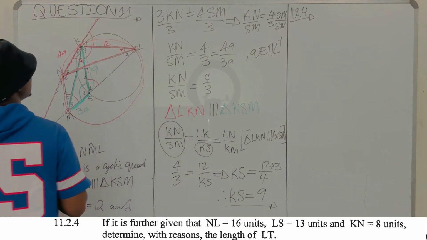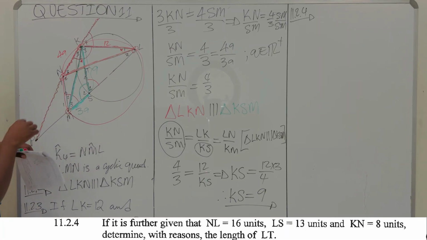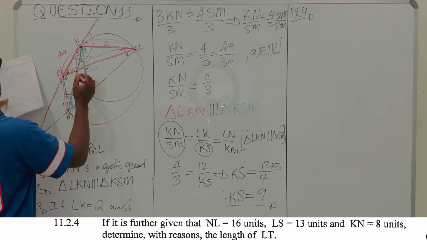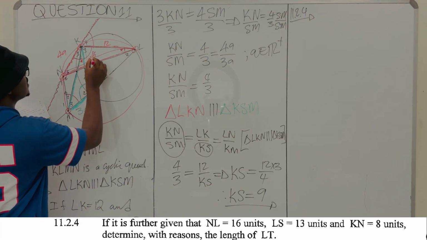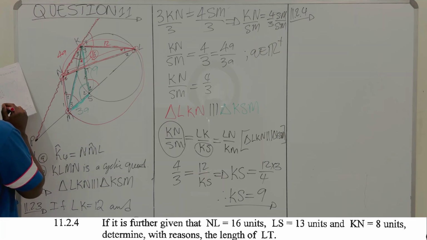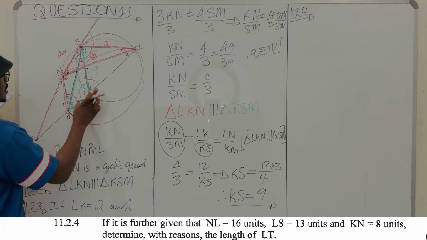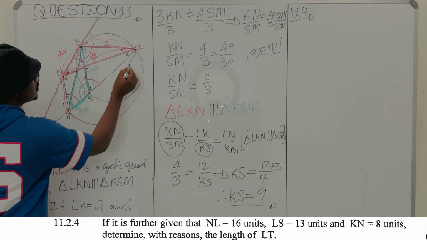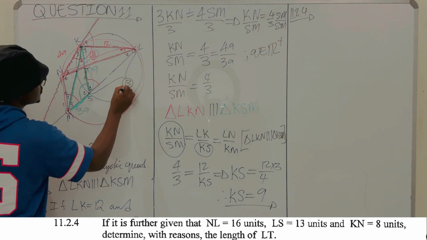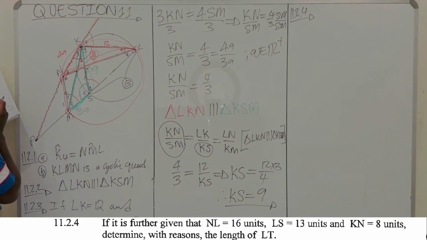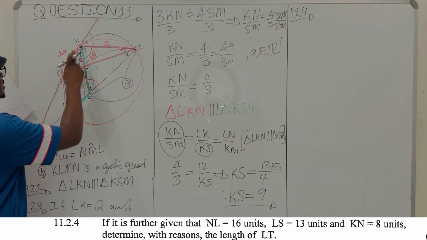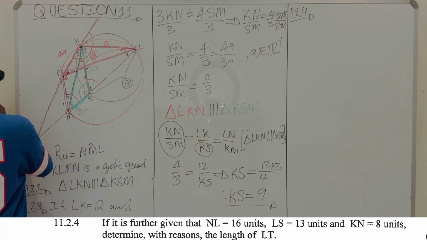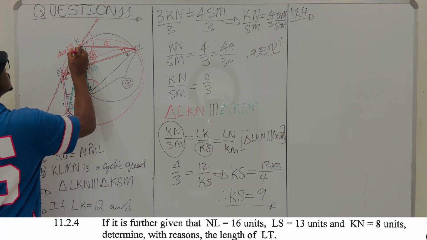So we're given that NL, who is NL? NL is the length of the right side here. So NL is this length over here. We're given that this length, this entire length, is equal to 16 units. And we're given that LS is equal to 13 units. Where is LS? This length over here, from L to S, is equal to 13 units. What else? KN is equal to 8 units. Where is KN? Here is K, here is N. So this length over here is equal to 8 units.